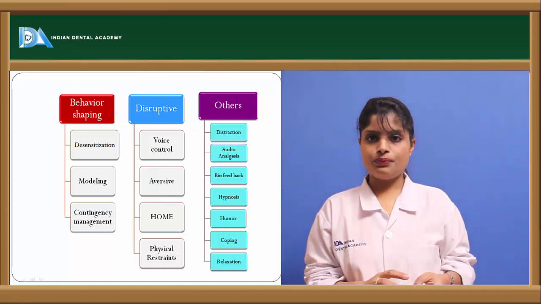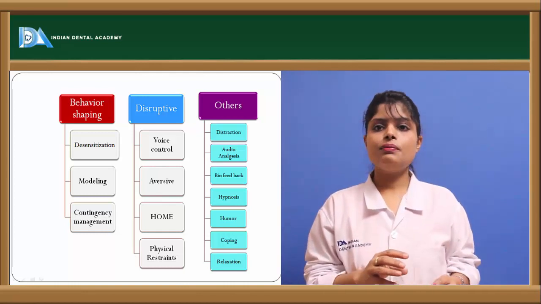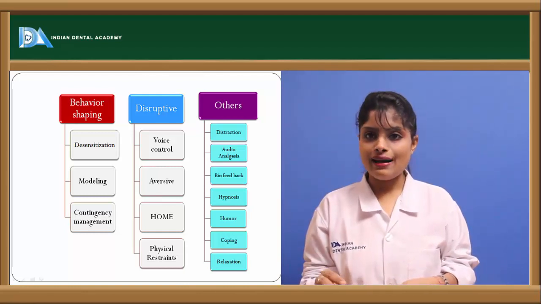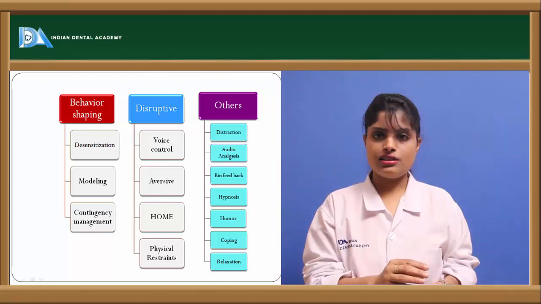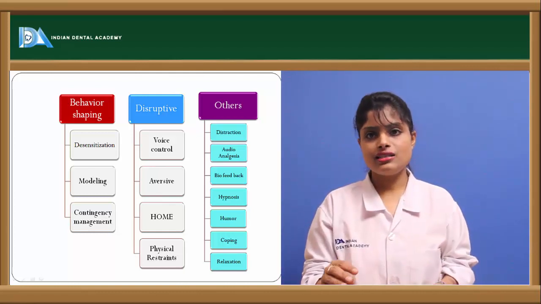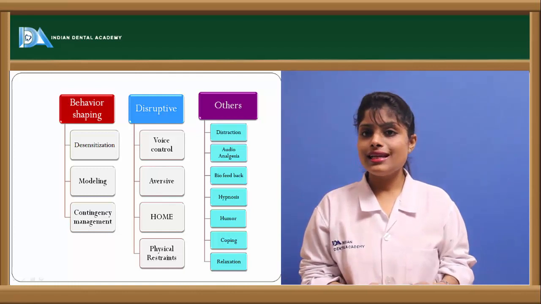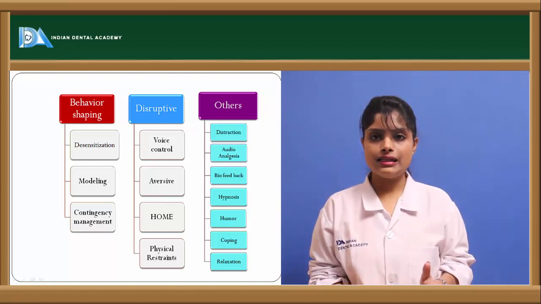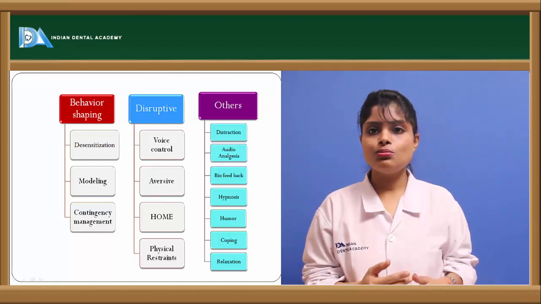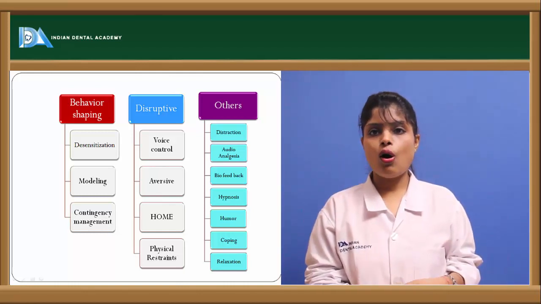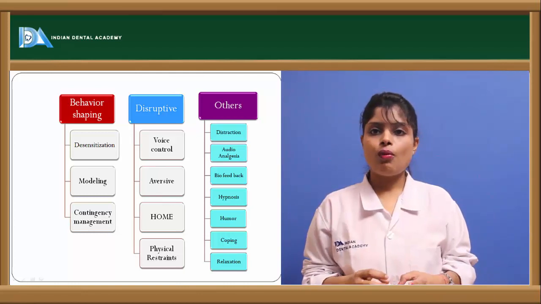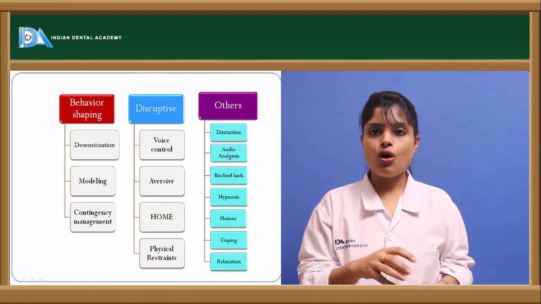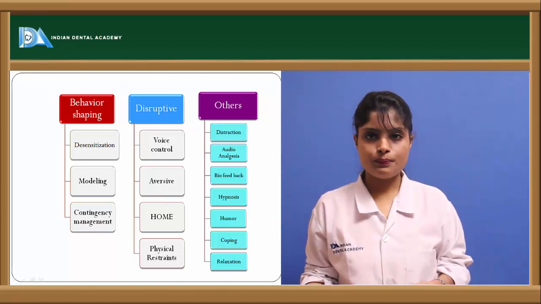For example, if the child displays good behavior or cooperates during dental treatment, then the child can be presented with a reward such as a toy or puzzle, etc. Now, what is negative reinforcement? If the child misbehaves in the dental clinic, particular punishments can be given to the child, or withdrawal of a particular positive stimulus can be done. For example, withdrawal of the mother from the operatory.